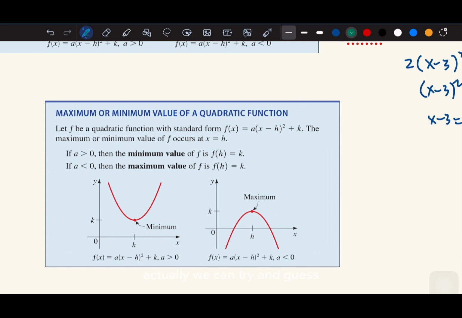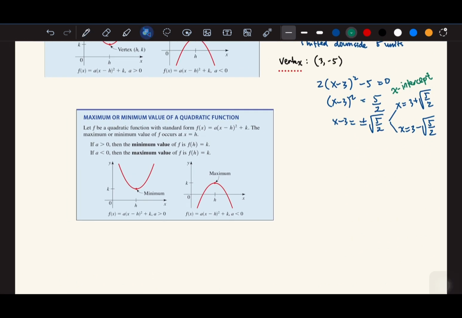So actually, we can try and guess if you are going to roughly sketch the graph using this information. You can focus on important points rather than trying one by one and pinpointing all the positions. So you can start by taking the vertex.